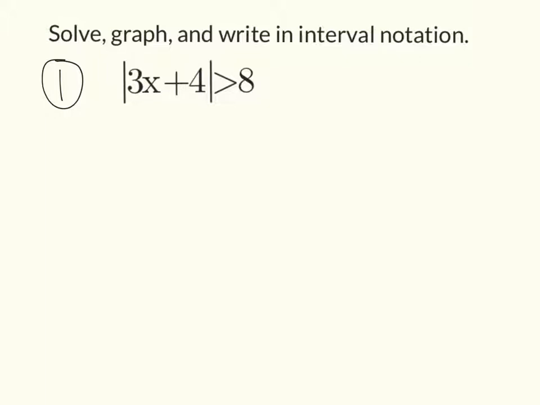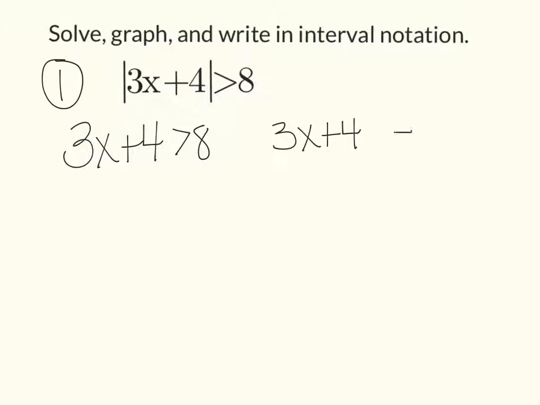So again, whenever you have an absolute value, we rewrite our first inequality, and our second one is going to be a negative. But with inequalities, you have to flip the inequality. You're not going to get one positive and one negative, so be careful. All right, so let's go ahead and solve them.